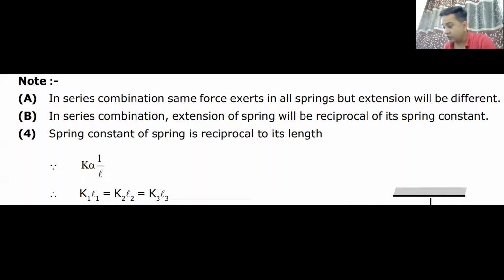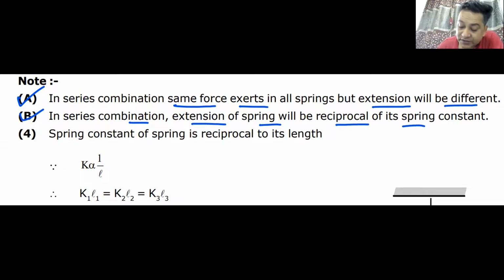Okay, then let's move ahead, and these are the points again written in words for your understanding. In series combination, same force is exerted, but extensions will be different. In series combination, extension of a spring will be reciprocal of its spring constant because forces are same, F is equal to kx. So extension will be reciprocal of the spring constant.